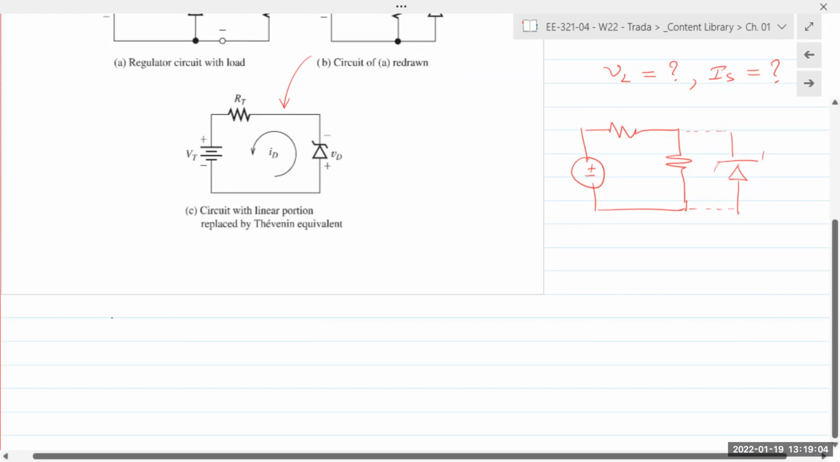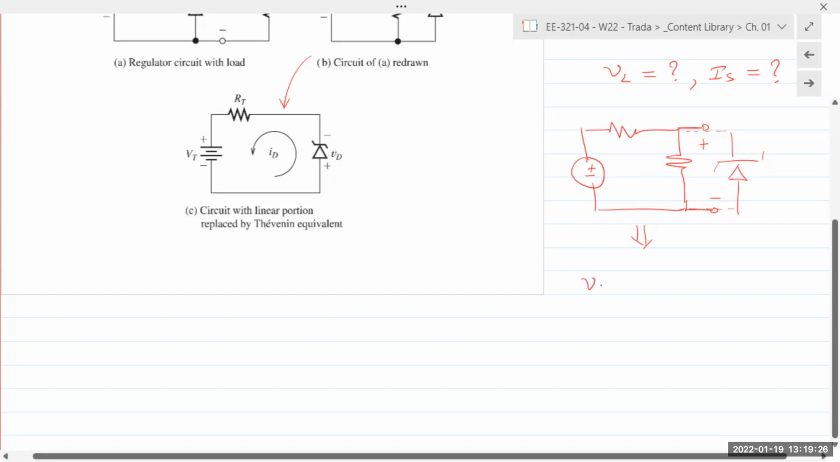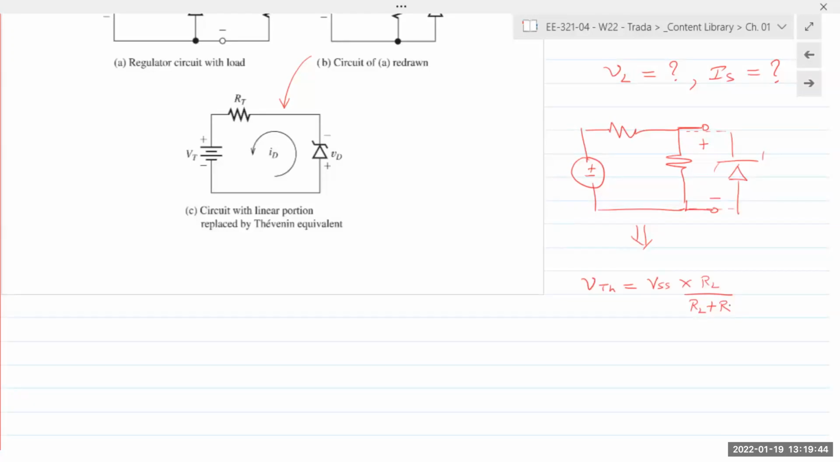So quick analysis, Thevenin network. If you want to find the Thevenin voltage, you remove that component and determine the voltage where the component was connected, right? You want to see the Thevenin voltage as seen by that particular component, then you remove that component from your analysis and you analyze the rest of the circuit. So in this case, that Thevenin voltage VTH would be VSS times RL divided by RL plus R. Simple voltage division.